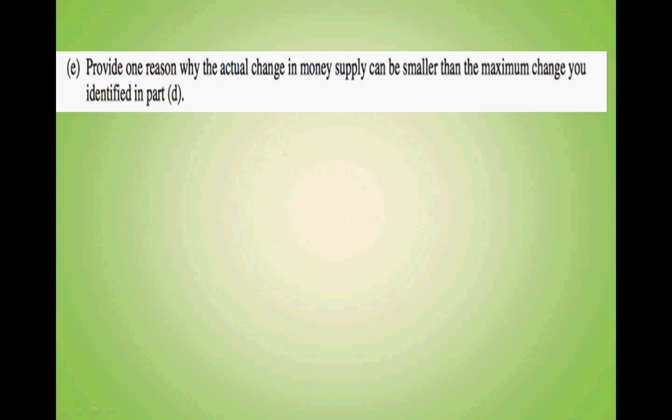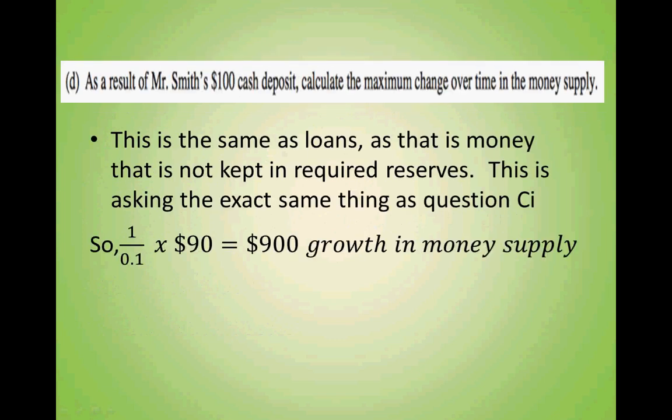All right, last question I think is actually pretty easy, and we've already talked about this. We're just now applying it. So provide one reason why the actual change in money supply can be smaller than the maximum change you identified in Part D. So in Part D, we said that the maximum amount of growth in the money supply is $900. But why might we not get $900?